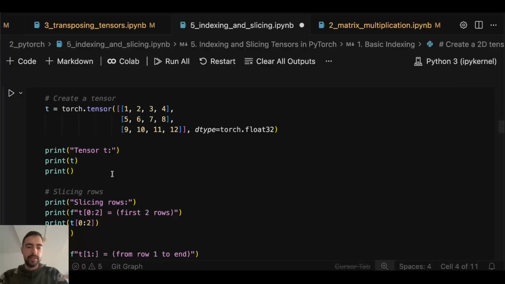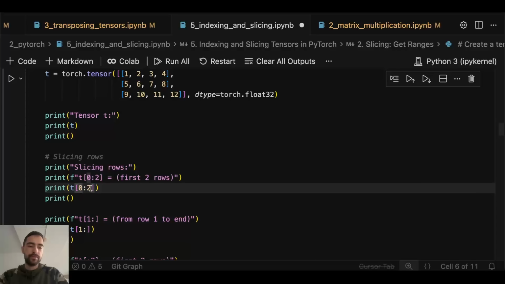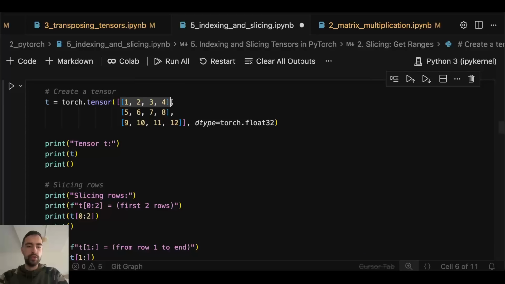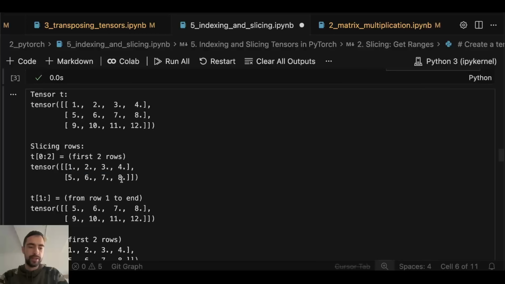Now let's see slicing. If you say t and then 0 to 2, this will give you all of the rows starting from 0, including row 0, until 2, but excluding 2. So this is inclusive, this is exclusive. So starting from here until here, but excluding this one. So it will just give you these two rows.